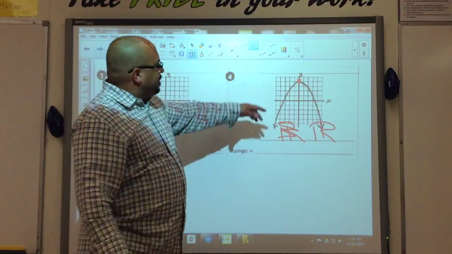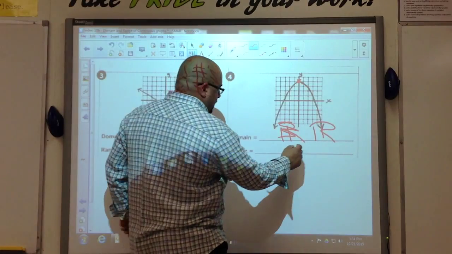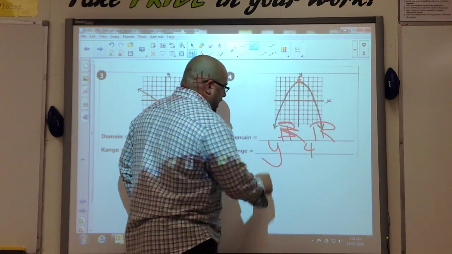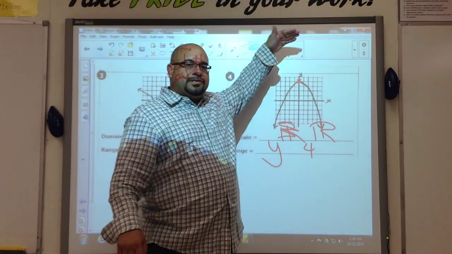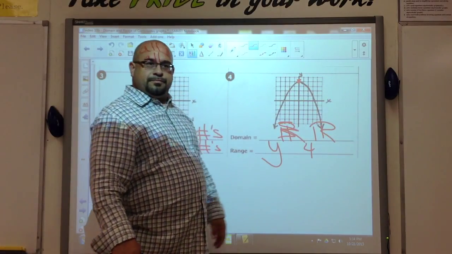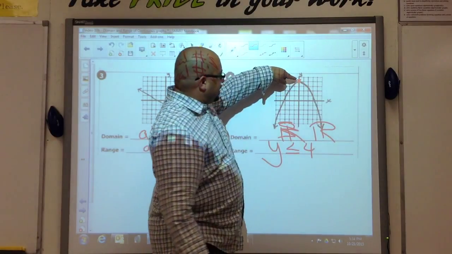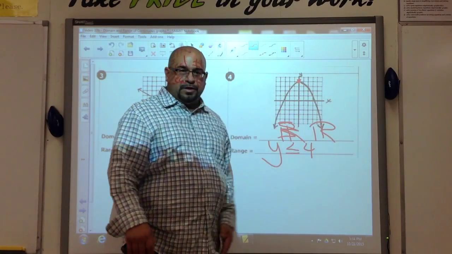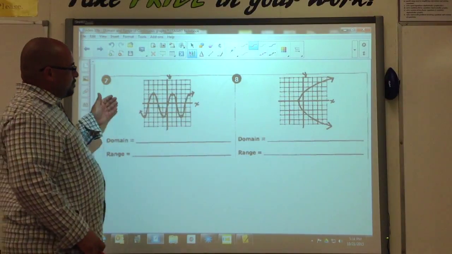The range, the starting point is up here, which is 1, 2, 3, 4. So that means that y, is it going to be greater than 4 or less than 4? Less than. Less than 4 is correct. So less than or equal to 4, all these have to be below it. Lastly, we have number 7 and number 8.